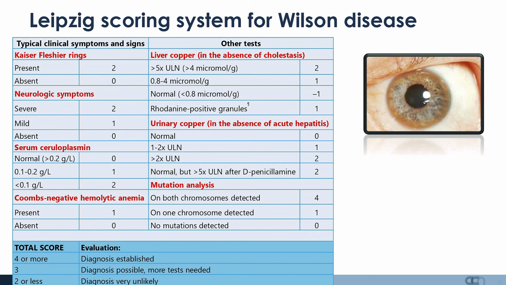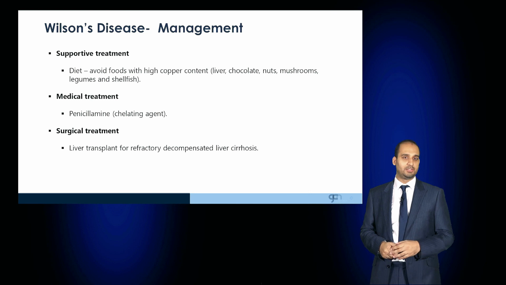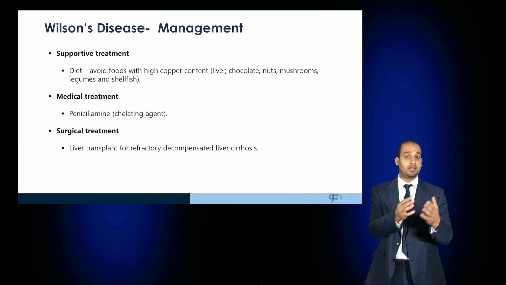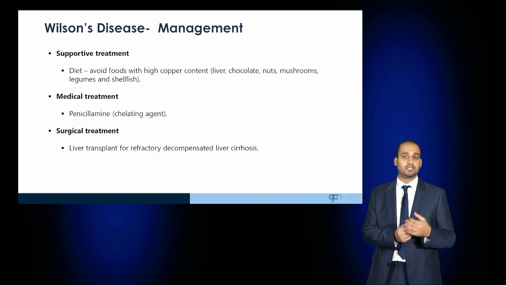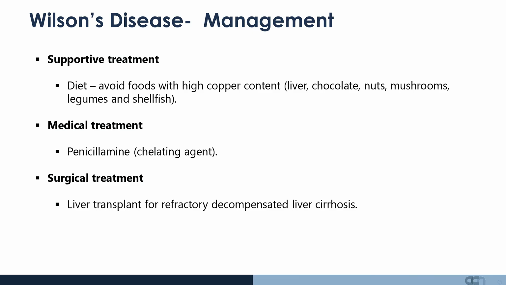And you can see here Kayser-Fleischer rings, a green-yellow discoloration at the periphery of the cornea, readily seen on slit lamp, suggestive of Wilson's disease. So to monitor and manage this patient, supportive treatment, so dietary, avoid high copper content foods such as liver, chocolate, nuts, mushrooms, legumes and shellfish. Medically, chelating agents such as penicillamine are helpful, and if the patient develops advanced liver cirrhosis, this should be considered for liver transplantation.